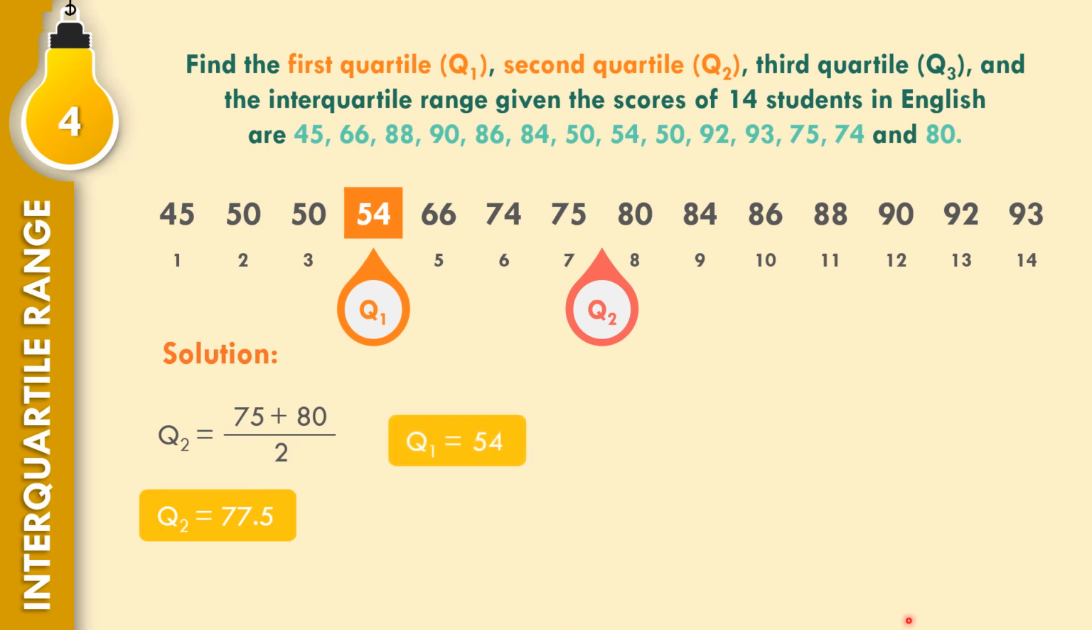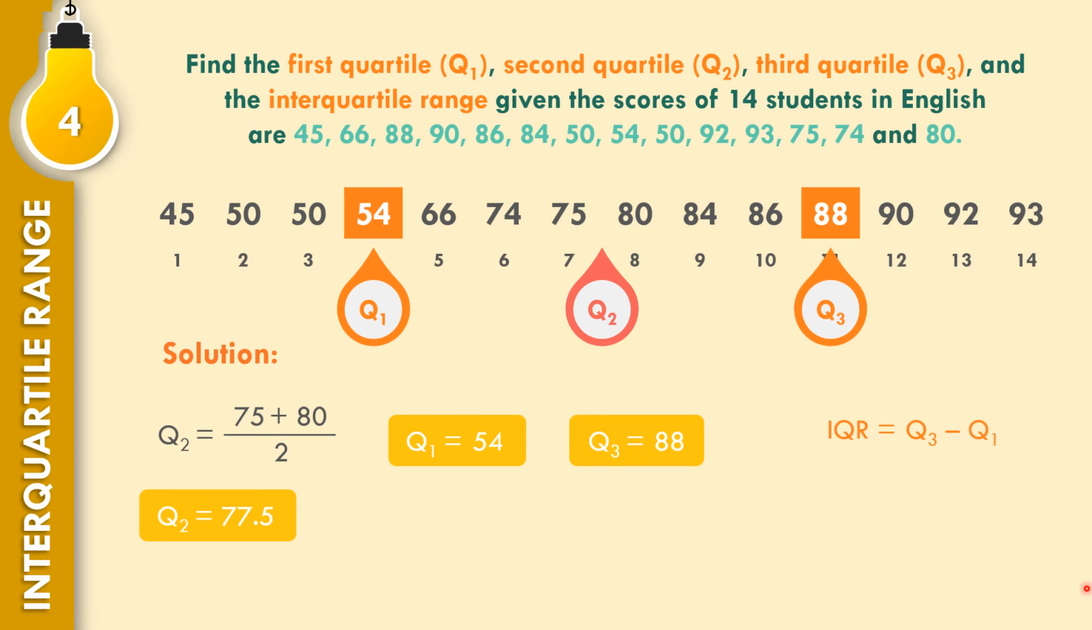How about the Q sub 3? Between the position 8 to 14. So 1, 2, 3, 4, 5, 6, 7. So the middle is on 11, that is 88. So the Q sub 3 is equal to 88. Let us solve now for the interquartile range, that is Q sub 3 minus the Q sub 1. Q sub 3 is 88 minus the Q sub 1, that is 54. 88 minus 54, the answer is equal to 34. So the interquartile range is equal to 34.